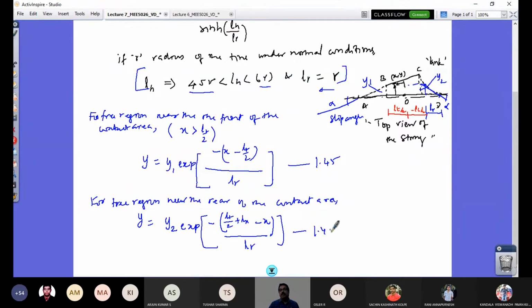And this is equation 1.46. So if we substitute X is equal to LT by 2, L hatch, this becomes 0. So exponential power 0 is 1. So I get y2. So that's how you can remember this. This approximation is possible when you have these realistic values of LH and LR. And we are going to consider these 1.45 and 1.46 further in our discussion.